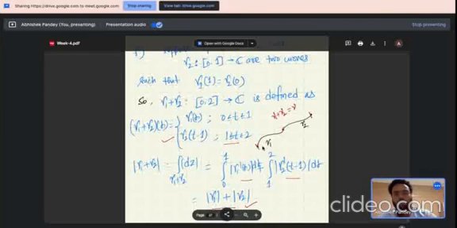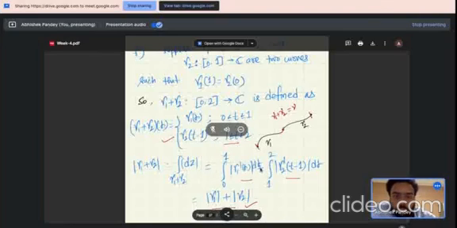Okay, so this addition is defined like this. The parameterization of this addition on the interval 0 to 2 is defined like this. From 0 to 1 it is gamma 1 of t, and from 1 to 2 you have to parameterize gamma 2, which is gamma 2 of t minus 1. Now this one you can calculate. The length of the curve gamma 1 plus gamma 2 is nothing but the integral over gamma 1 plus gamma 2 of mod dz.